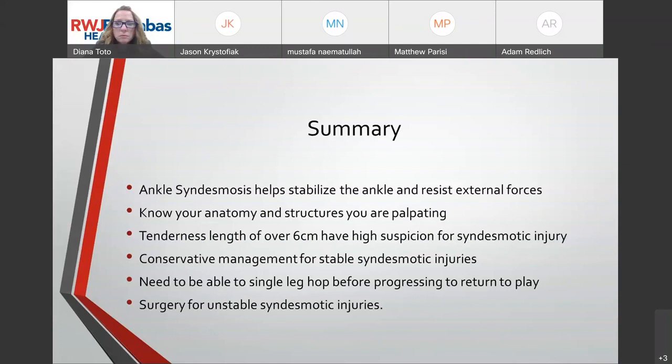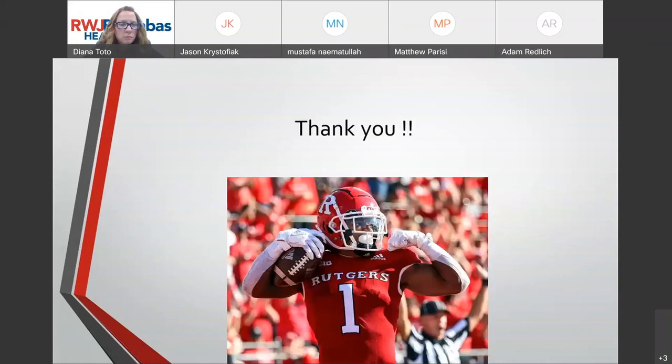Conservative management for stable syndesmotic injuries. Need to be able to do a single leg hop before progressing to return to play, and surgery for unstable syndesmotic injuries.